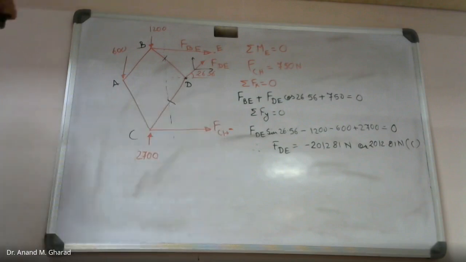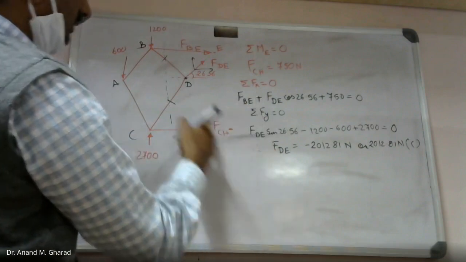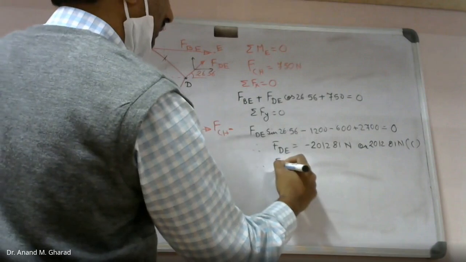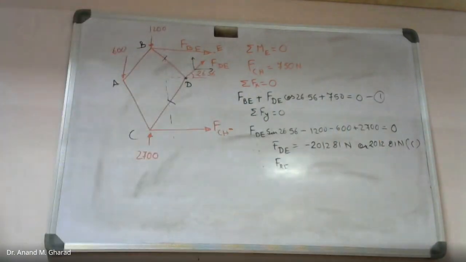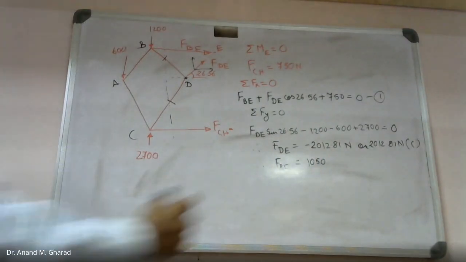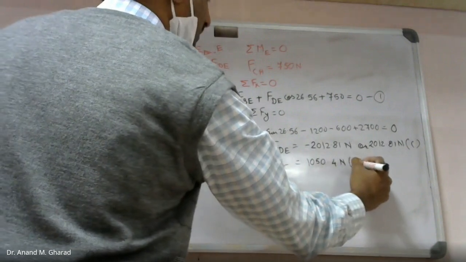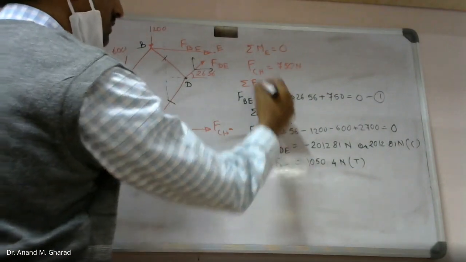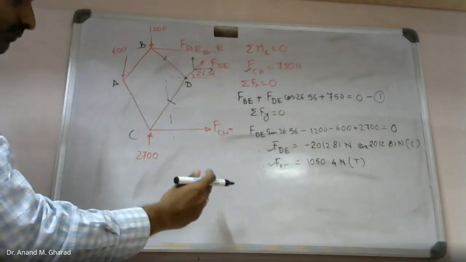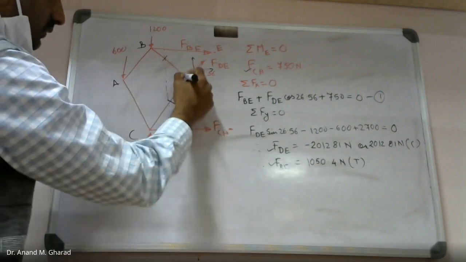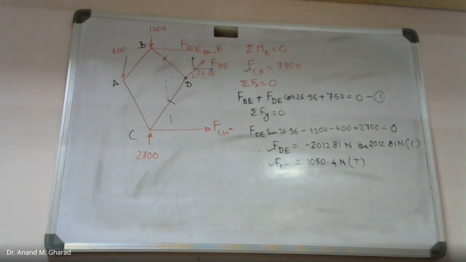A combination of both methods can be followed. So after finding out the forces in member FDE and FCH, you can easily find out force in member BE from equation 1, because we have already found these two values. So force in member BE, I am getting that value as 1050.4. And this is tension, a positive value. So we have found out BE and CH. Everything is found out with the help of section 1. Instead of going for another section, you can eliminate these values and go with the method of joints. Such a combination is also allowed because it is continued.